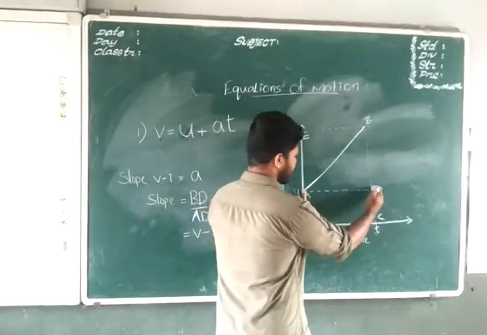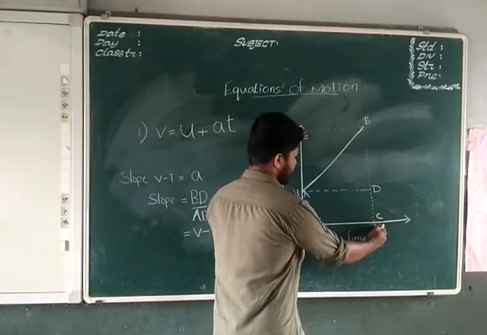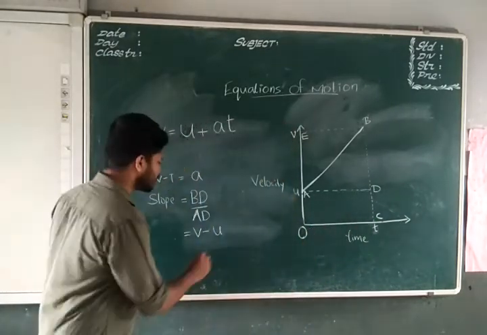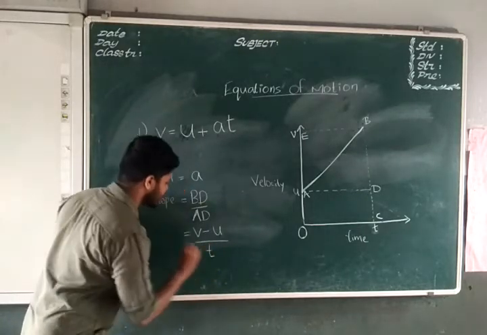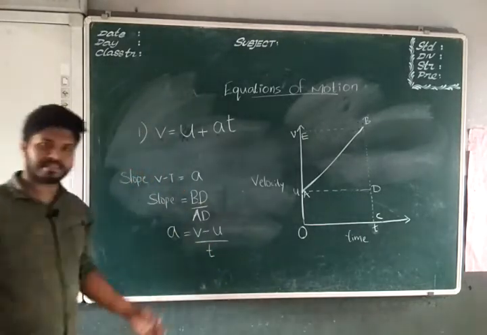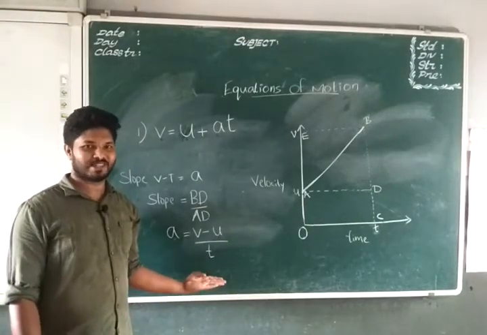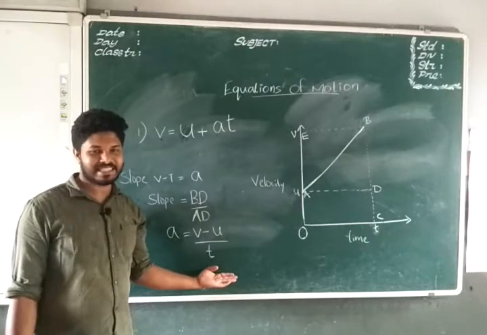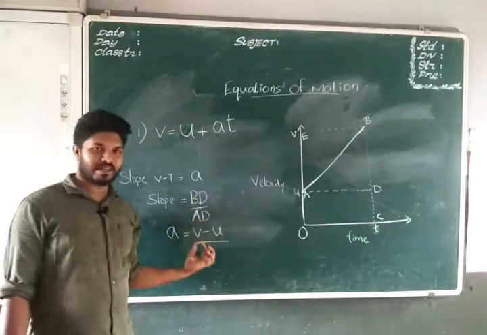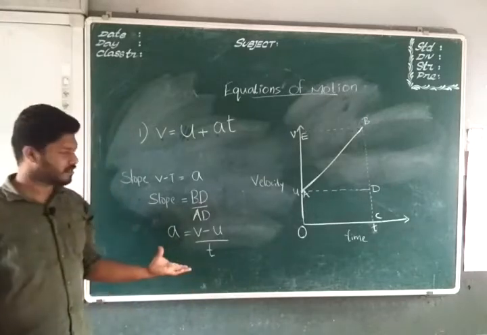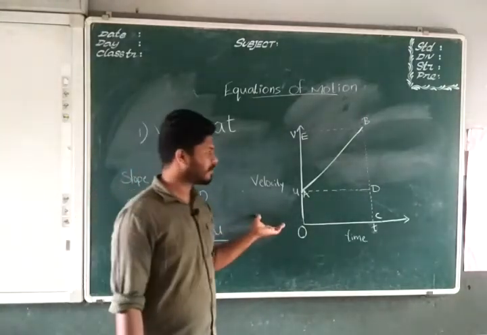Now let's check what is AD. This is AD. Bring it to the x-axis. What is T minus 0? That is T. So we get a is equal to V minus U by T. Maybe you are familiar with this equation. This is the equation for acceleration: a is equal to final velocity minus initial velocity by time taken. Wasn't it easy? Just draw the graph.